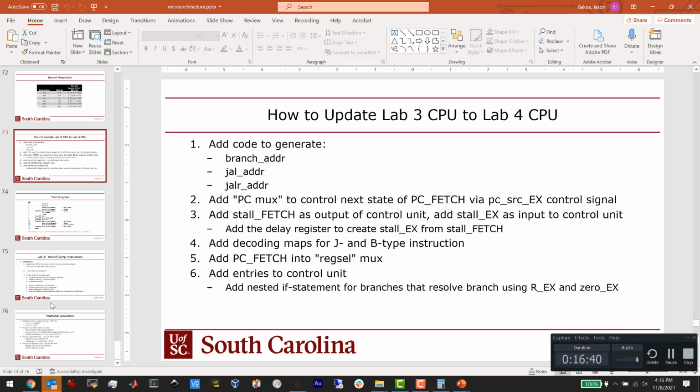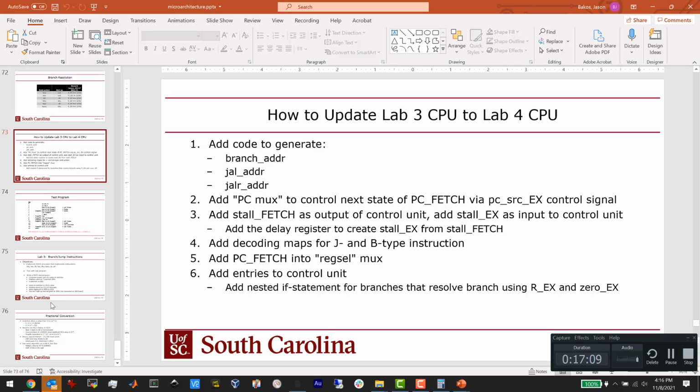Now you might say, wait a second, do I have to add that every single place in the control unit that drives output signals? No, because you can set a default value for PC source EX to 0 at the beginning of your control unit, and then you just set it to anything other than 0 wherever it needs to be set. So it's not too bad. Then you need to add a stall fetch as an output of your control unit, and again, you can just assign that to 0 by default.